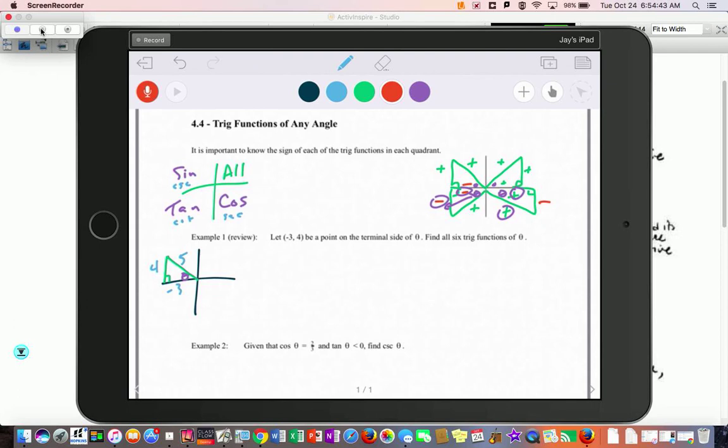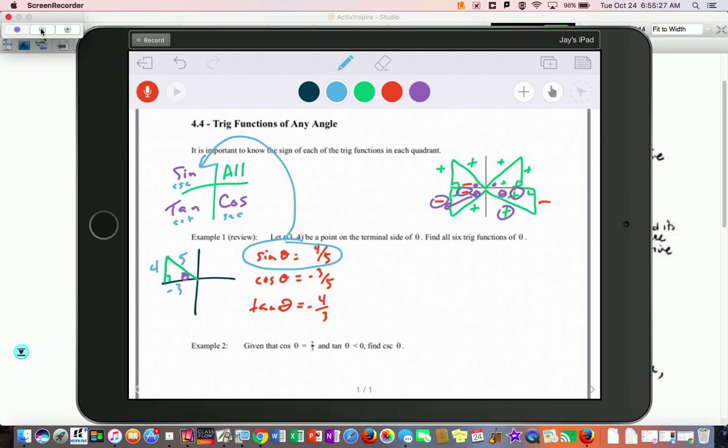So now when I do my trig functions, sine, cosine, and tangent, sine is opposite 4 over hypotenuse 5. Cosine is adjacent -3 over hypotenuse 5. And tangent would be opposite over adjacent. I'm just going to put the negative on the side. So you can see that the only one that's positive is sine, because we're in the second quadrant.